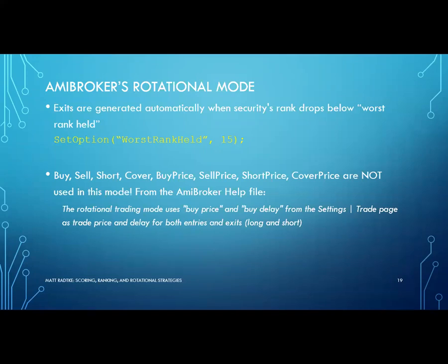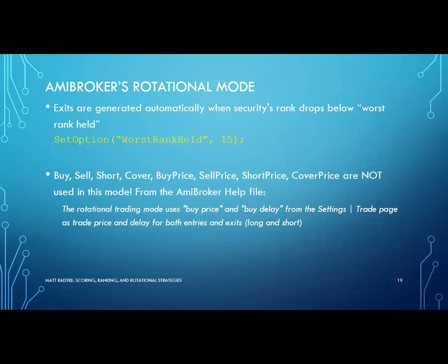And then finally, all of your entry and exit signals, so buy, sell, short, and cover, all the prices, buy price, sell price, short price, and cover price, are not used if you're using AmiBroker's built-in rotational model. And again, I'm quoting from the AmiBroker help file. The rotational trading mode uses buy price and buy delay from the settings trade page as the trade price and delay for both entries and exits on both the long and the short side.